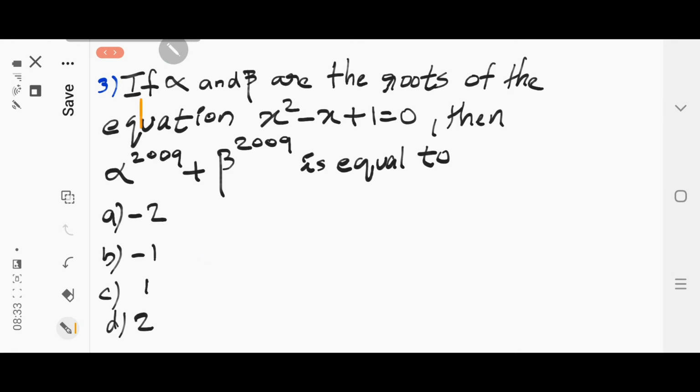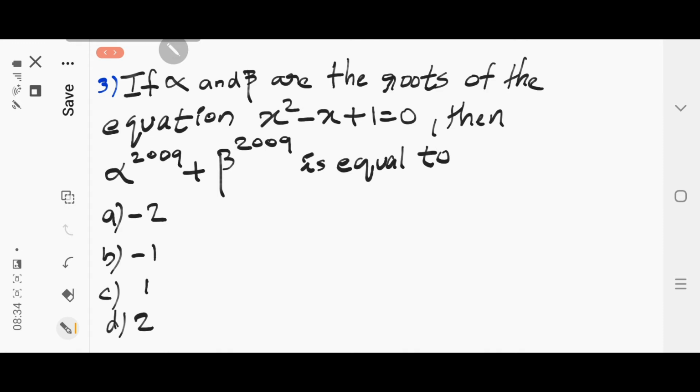Okay, students, going to the third question. Here the question is, if alpha and beta are roots of the equation x square minus x plus 1 equal to 0, then alpha raised to 2009 plus beta raised to 2009 is equal to what? Options A, B, C and D are given. You have to find the value.